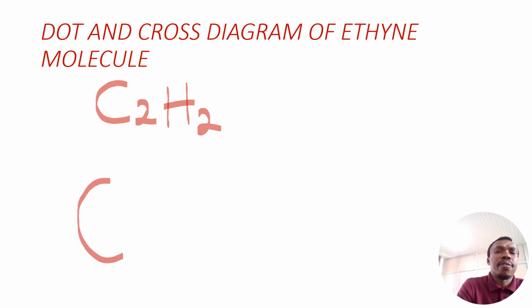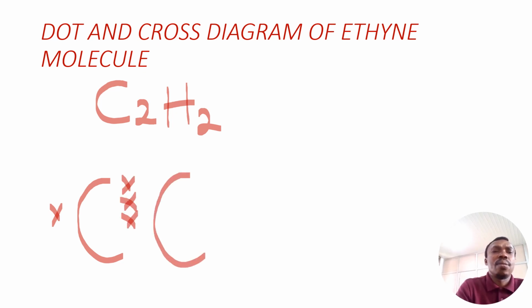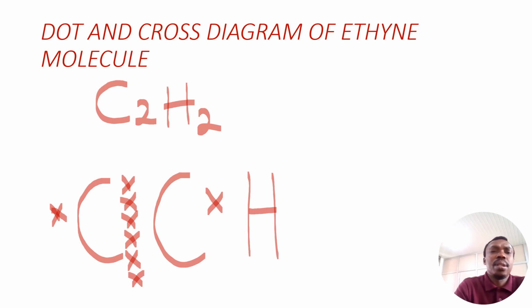So if we are to draw the dot and cross diagram, this is carbon. Carbon has 4 electrons in its outermost shell. So you have 1, 2, 3, and 4. Then the other carbon also has 4 electrons in its outermost shell. So you have 1, 2, 3, and 4. So hydrogen will pair. Hydrogen will share 1 electron with carbon. We are using dot for hydrogen. Hydrogen will also come and pair up with carbon, sharing 1 electron with carbon.